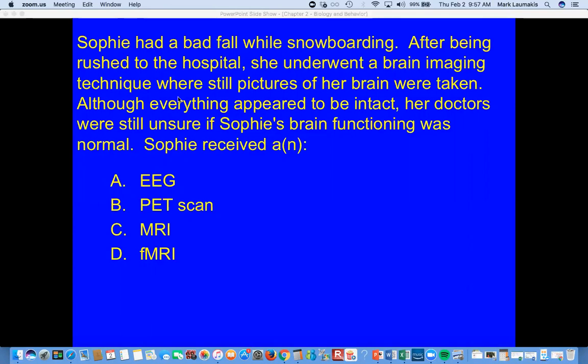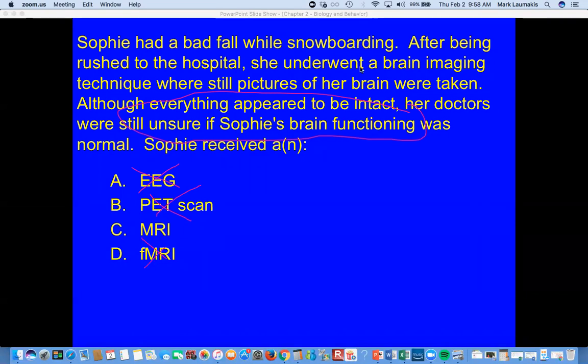Okay, MRI shows brain structure and not function. Okay, why is it not an EEG? How can we eliminate choice A? What do we know? Yeah, the EEG doesn't give you a picture, and it says in the question it's a brain imaging technique, right? So it's not EEG. And because it says unsure if her brain functioning was normal, anything functional then goes, right? So basically by process of elimination, I could say it's not this because it's an imaging technique. Because they're unsure about her brain functioning, it can't be anything that's functional. So we're basically left with MRI.